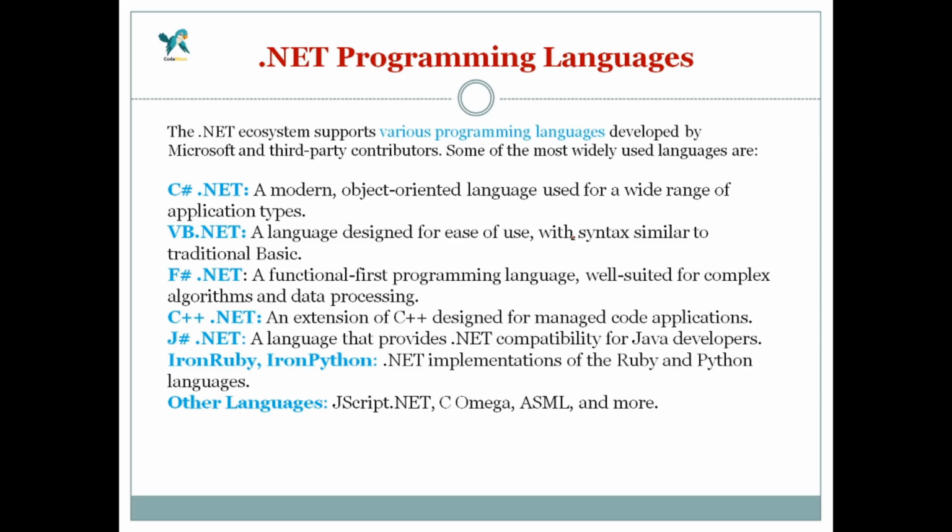As we mentioned, .NET is an ecosystem, meaning it is a development environment which supports a variety of programming languages. Nearly 20 programming languages it supports. One of the most used programming languages is C Sharp. Then others are VB.NET, F Sharp, C++.NET, etc.